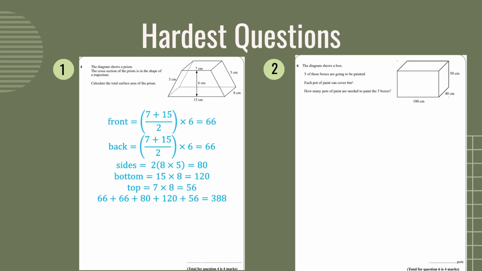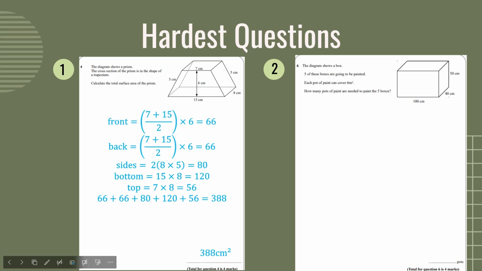Our sides are then both rectangles. 2 times 8 times 5 gives us the answer of 80. Our bottom side is a rectangle of 15 times 8, which gives us 120. And our top rectangle is 7 times 8, which gives us 56. We then add them all up. 66 plus 66 plus 80 plus 120 plus 56 gives us 388. So our total surface area of our prism is 388 centimeters squared.